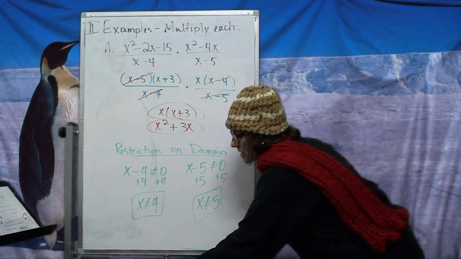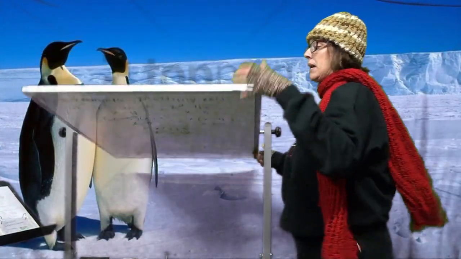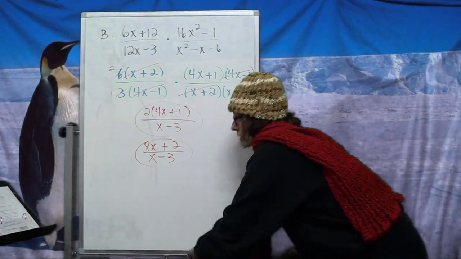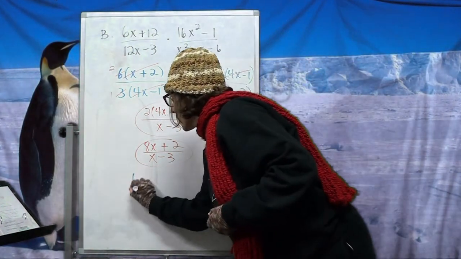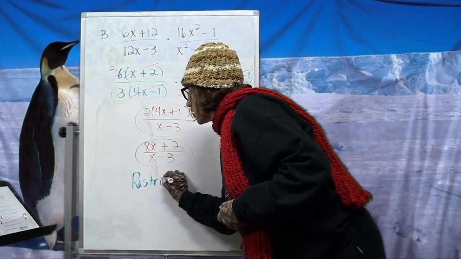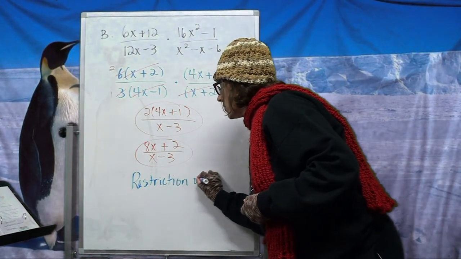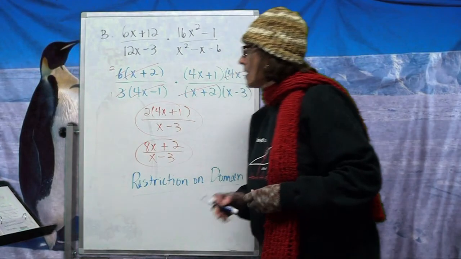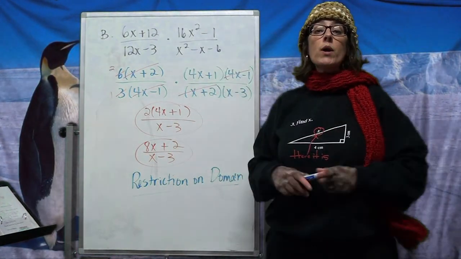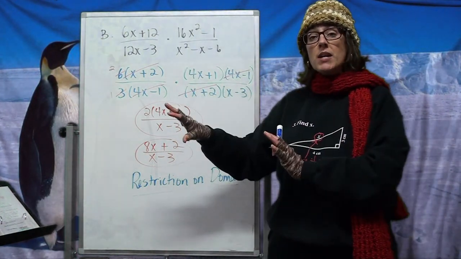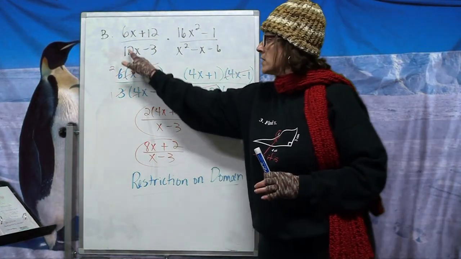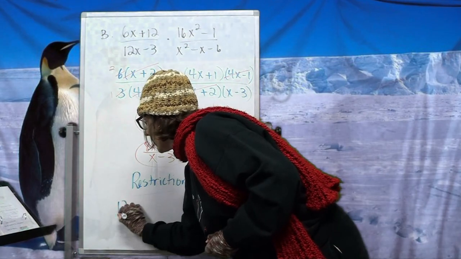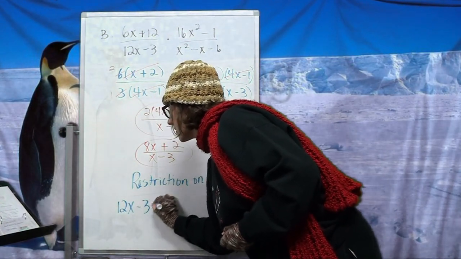Now, let's take a look at that second multiplication problem that we had. And we also want to consider the restriction on the domain here. So, let me write that down. Restriction on domain. And once again, the whole idea is, because I have fractions here, I want to guarantee that whatever I put in for those x's does not cause a 0 down here, nor down here. So I want to make sure that that 12x minus 3 is not a 0.